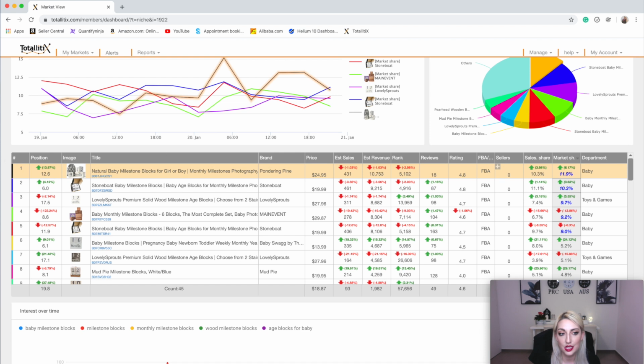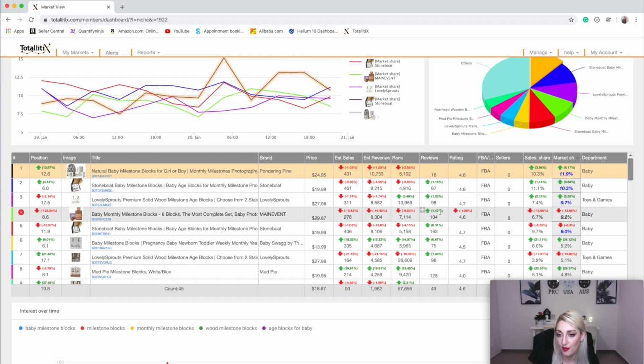But let's quickly understand what it's showing us. So it's showing us the positioning of the product, the image, the title of the product, what the brand's name is, the pricing, the estimated sales, which obviously is all estimated from the BSR, the estimated revenue, which is also estimated from the BSR and the pricing, the actual sales rank of the product, how many reviews the product has, and has that changed over time.